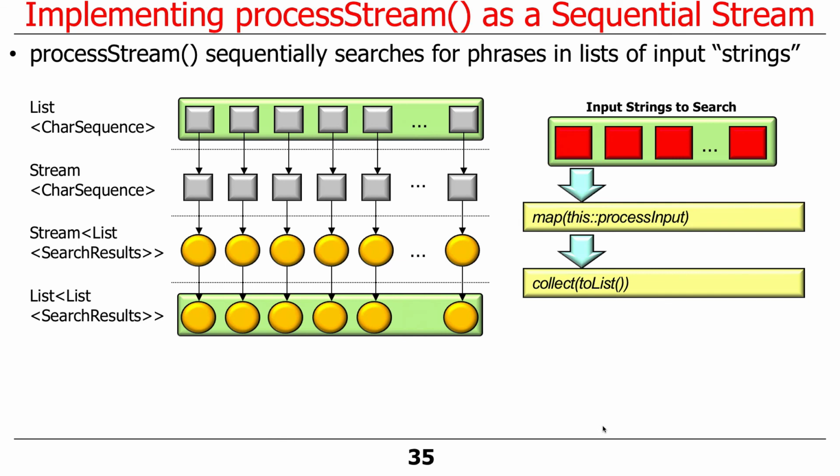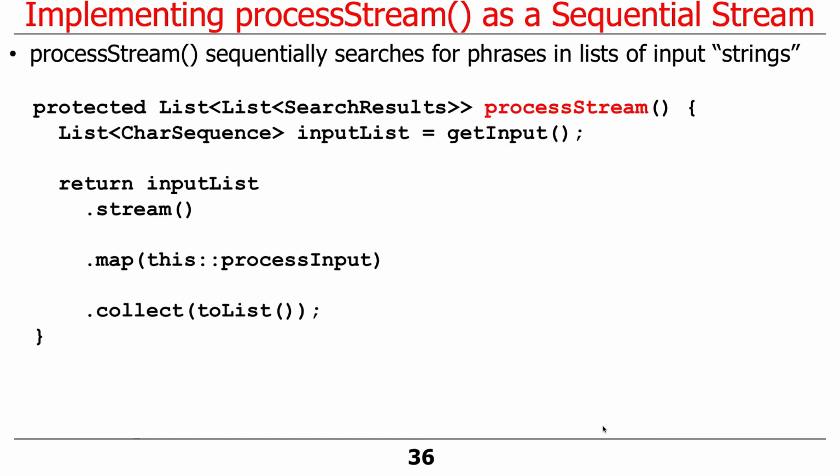So here's what we're going to do. processStream is the portion that handles searching for phrases in a list of input strings, where each string corresponds to a work, like Hamlet or Macbeth. So that's kind of where it's happening. We have input strings to search, and we're going to process the input and collect things up into a list. So here then is the implementation.